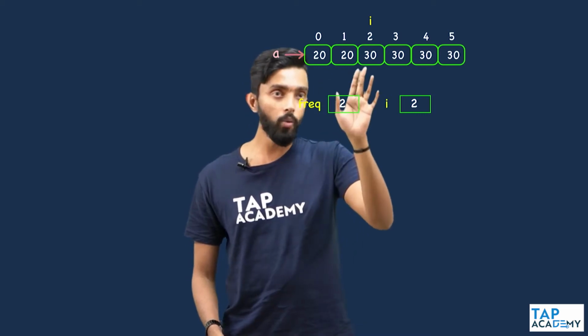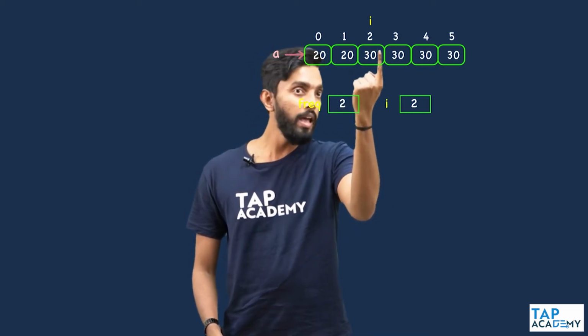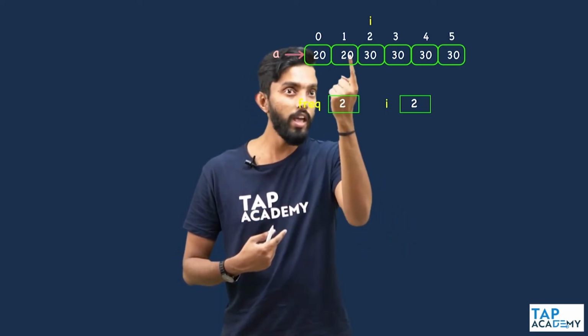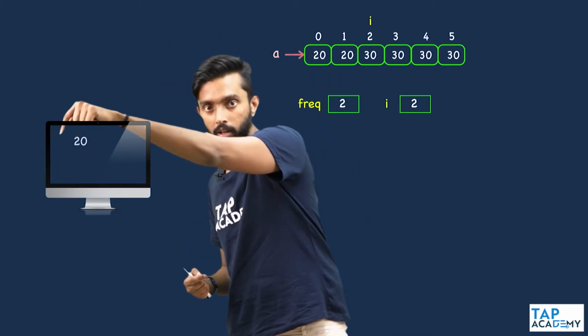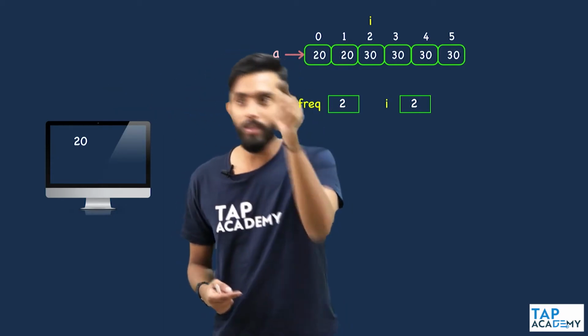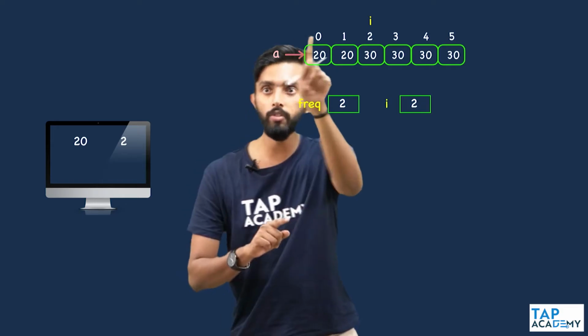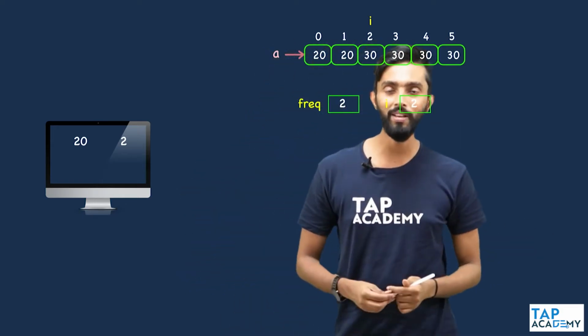2. So, immediately what I will do is, I is here. A of I minus 1 will give me the element whose frequency I have calculated. So A of I minus 1 I will print, and whatever is there in frequency I will leave a space and print it. Which means what did I get? 20 and 2, and that is the frequency of 20. I hope you are able to think.